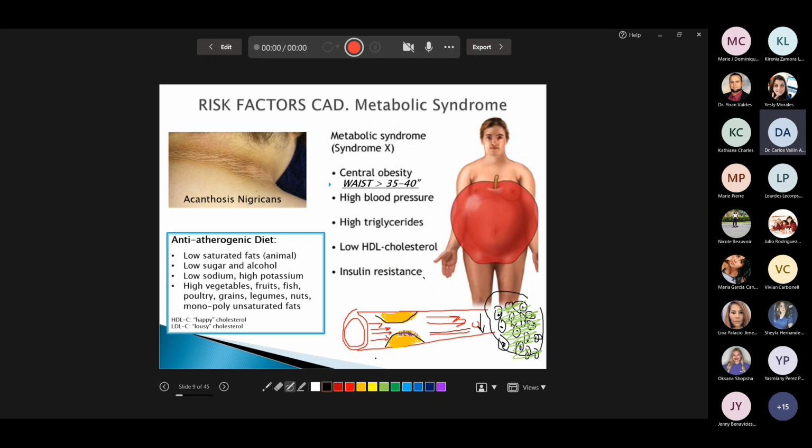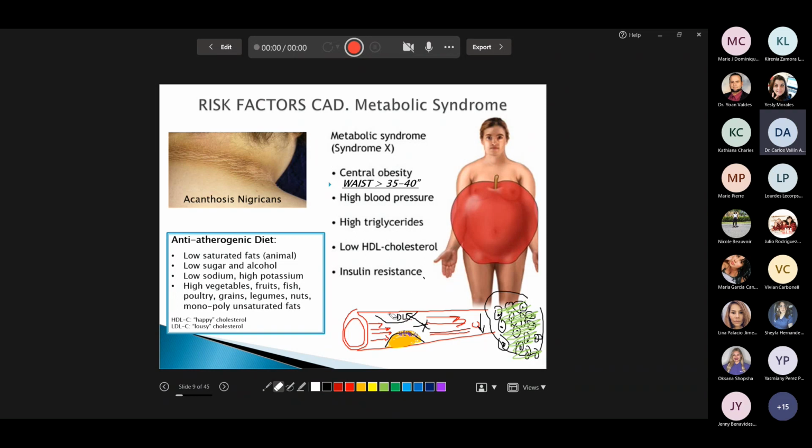The HDL cholesterol, the good cholesterol, does not accumulate here. The one that accumulates here is the LDL cholesterol. This is the bad cholesterol, the one that produces those plaques of atheroma. Understand? And it is important. It is important to know.